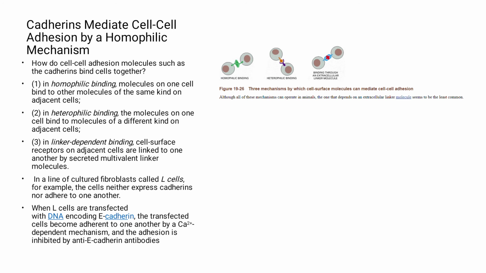So we have here figure 19-26, showing the three mechanisms by which cell surface molecules can mediate cell-to-cell adhesion. Although all of these mechanisms can operate in animals, the one that depends on extracellular linker molecules seems to be the least common.